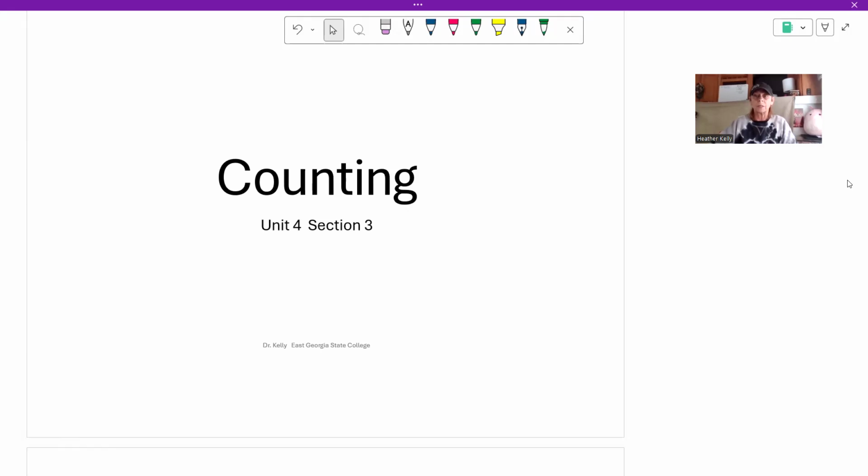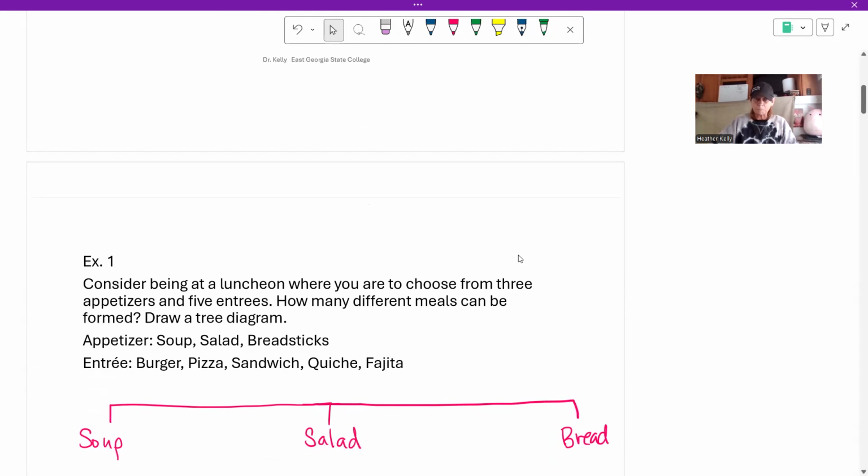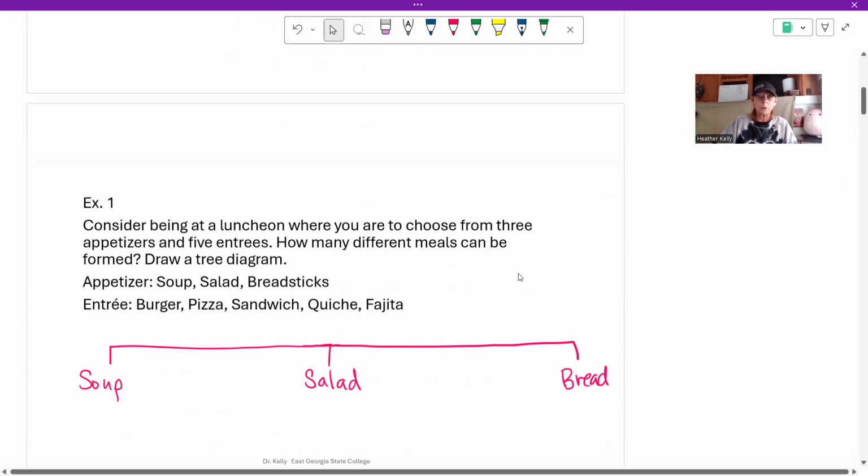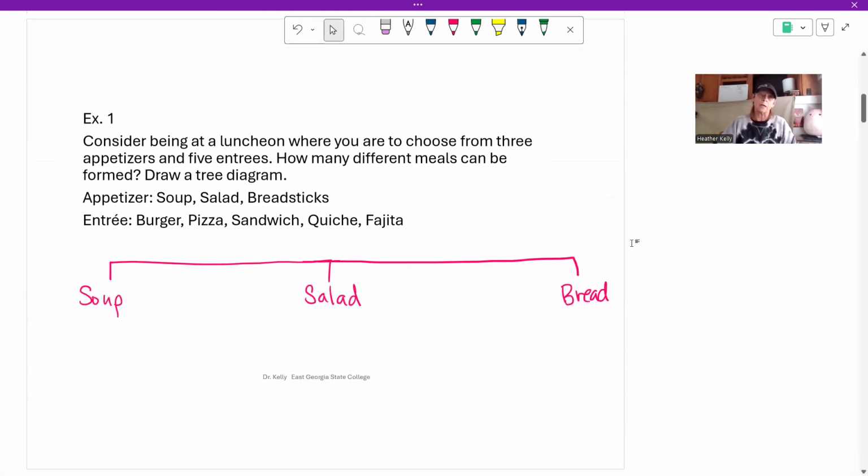So let's just start off with a simple example here. Consider you're at a luncheon and there are 3 appetizers and 5 entrees you can choose from. You get to choose 1 appetizer and 1 entree, and you want to know how many different combinations you could make. So one way to organize those thoughts and make it easier to count is to use a tree diagram. And so here I'm going to make a tree diagram.